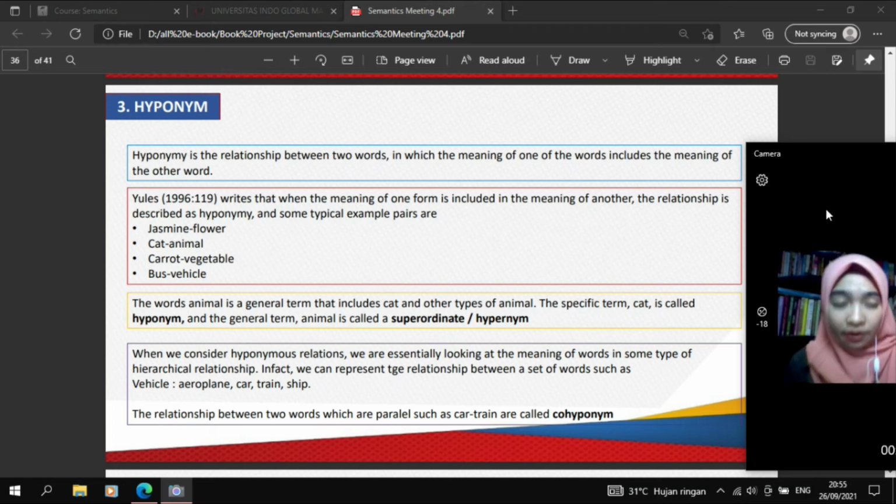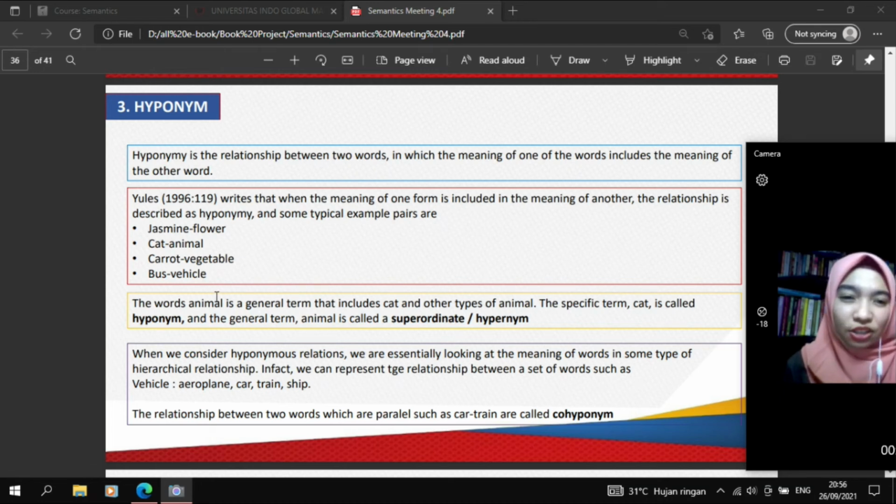So hyponym here is the relationship between two words in which the meaning of one of the words includes the meaning of the other word. Yule writes that when the meaning of one form is included in the meaning of another, the relationship is described as hyponym. And some typical example pairs. So this is the example. Jasmine is actually part of flower, right? Cat is part of animal. Carrot is part of vegetables. Bus is part of vehicles.